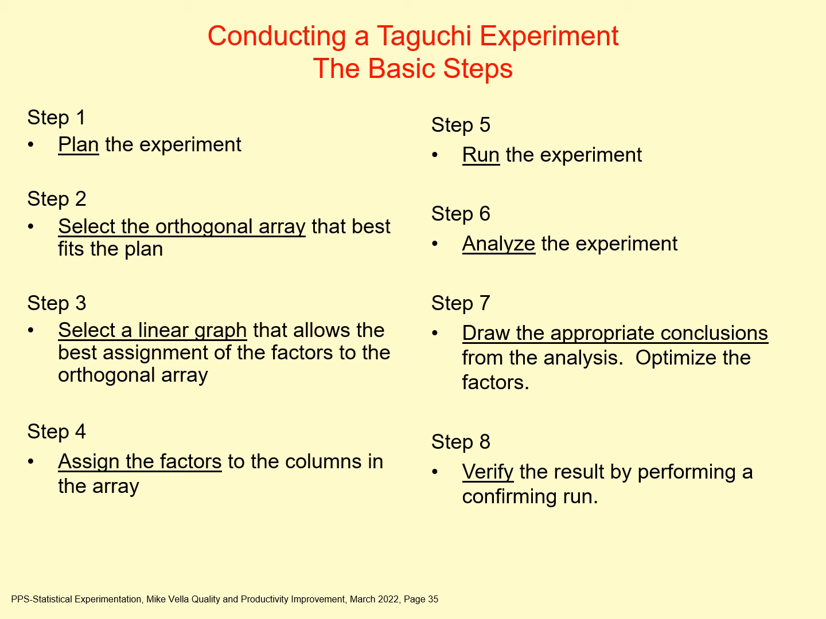Step 5 is to run the experiment. Step 6 is to analyze the experiment. Step 7 is to draw the appropriate conclusions from the analysis and optimize the factors. And step 8 is to verify the result by performing a confirming run.